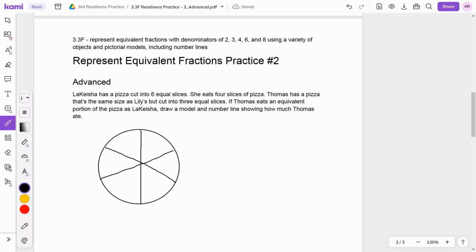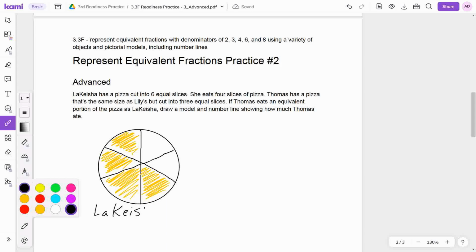She eats 4 slices. So let's give Lakeisha 4 slices. 1, 2, 3, 4. All right, so that's Lakeisha. And she eats 4 out of 6 pieces, so we'll call that 4/6.